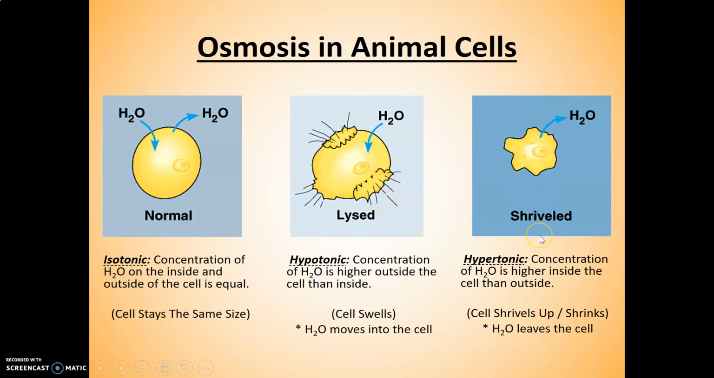Here is a hypertonic example where you have a greater concentration of water inside the cell and not as much outside the cell. So what's going to happen here is the water is going to move from inside the cell to outside the cell, and the cell will shrivel up because it's losing water.